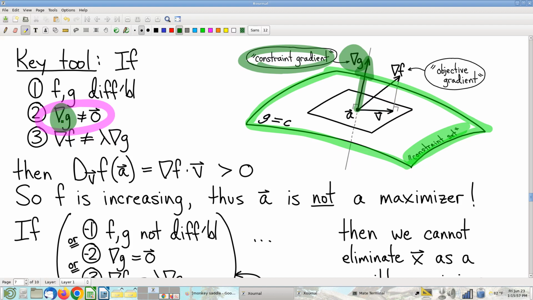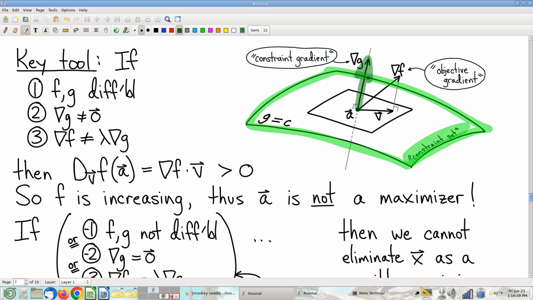Quick reminder, don't forget, gradients in general are perpendicular to level sets. So this is a gradient of g, this is a level set of g, and therefore this constraint gradient vector is orthogonal to our constraint set. Everybody remember all that from chapter 2, I guess it is. All right. Okay.